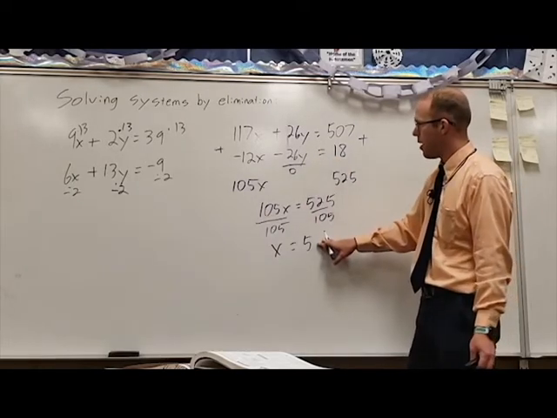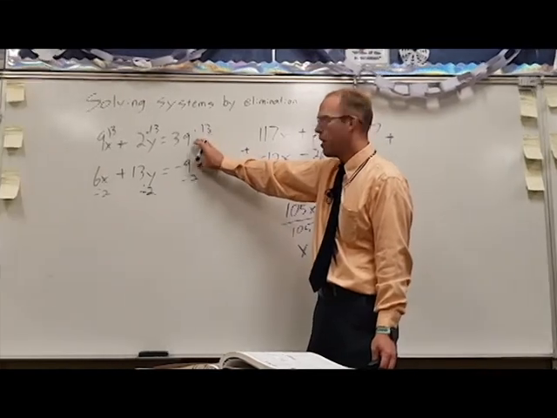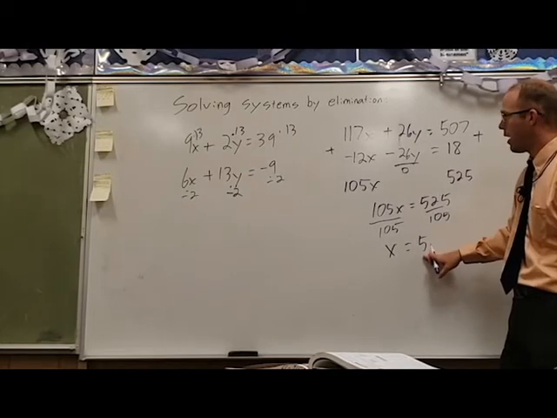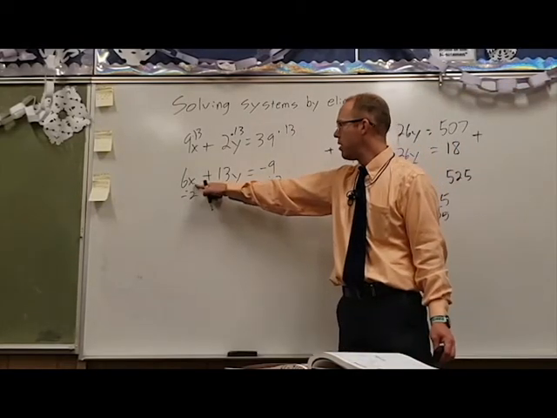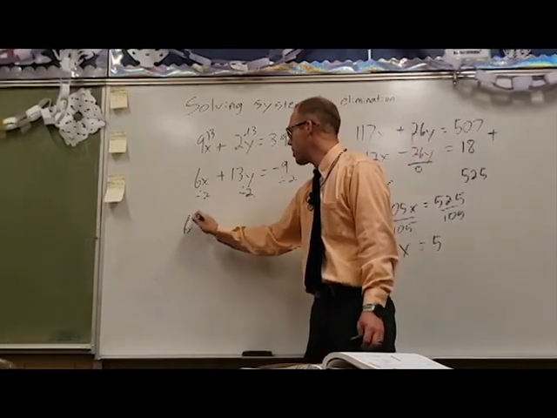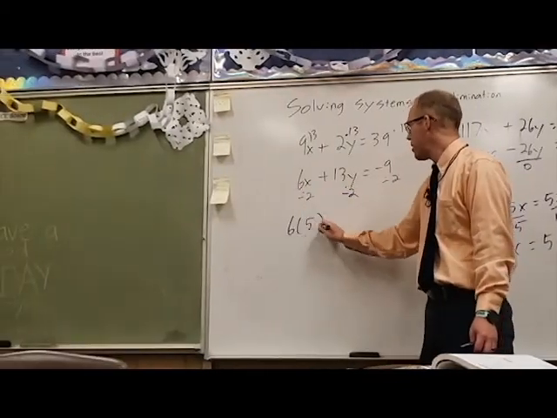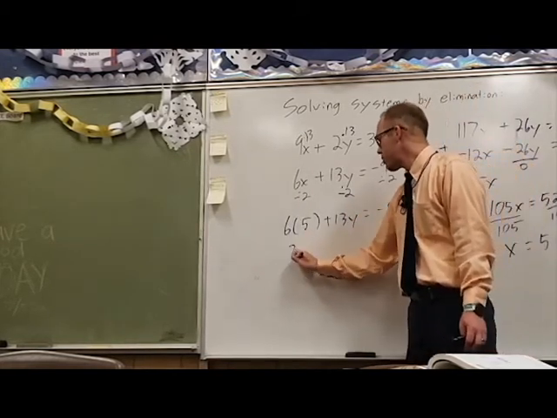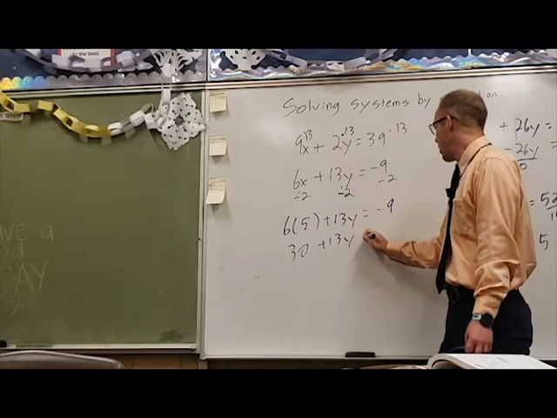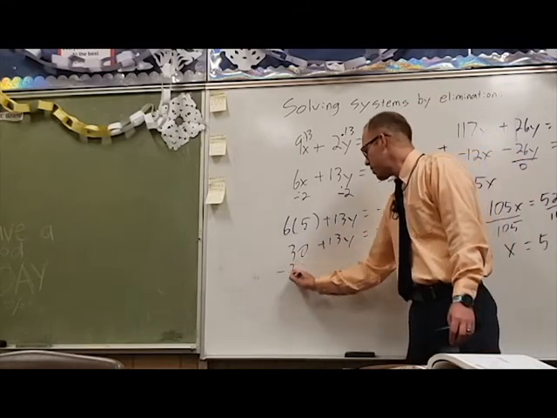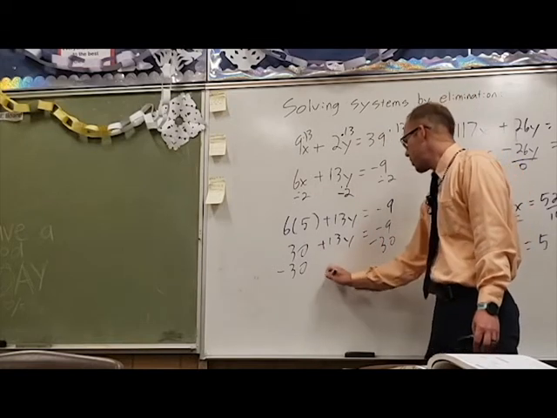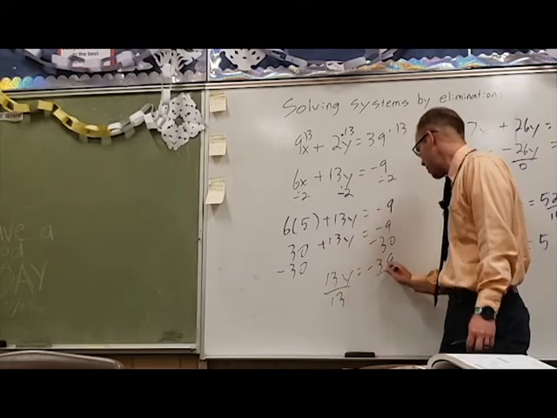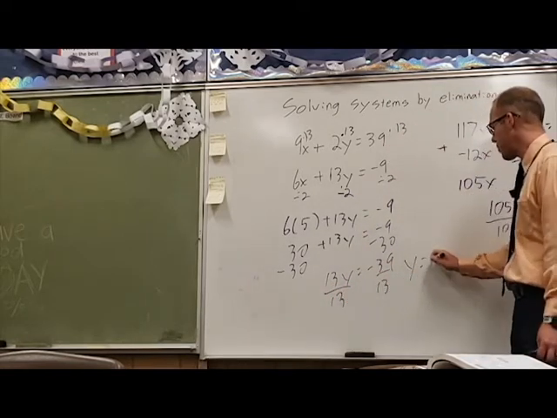However, now that I have this, I'm going to go back to where we had our smaller numbers and put it back in here so that I don't have to deal with these 500s and all sorts of stuff. So our x equals 5. I'm going to put that in here into this equation. So we get 6 times my x value, which we now know is 5, plus 13y equals negative 9. 6 times 5 is 30. And we'll eliminate that by subtracting 30. We get 13y equals negative 39. And we can divide by 13 to get y equals negative 3.